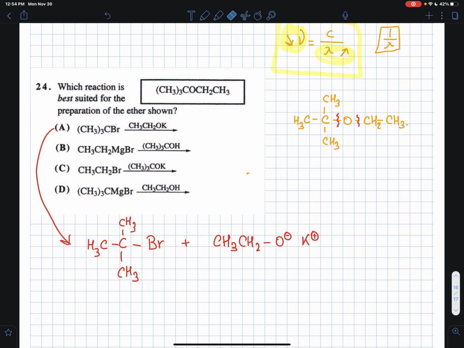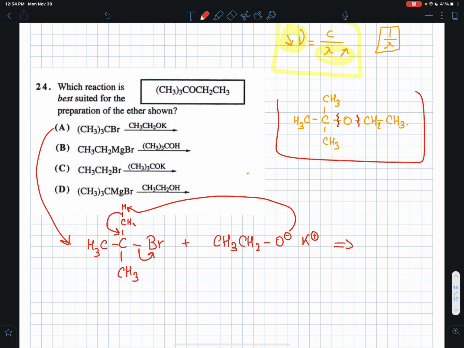Remember, SN2 favors primary over secondary over tertiary. Tertiary never happens, actually. So what would happen here is that this O minus is going to come in and grab a hydrogen, kick off the electrons to form a pi bond, and then the Br would leave, forming an E2 reaction. And that's not what we want. This is not our final product. That would be an E2 reaction, and that's not good.